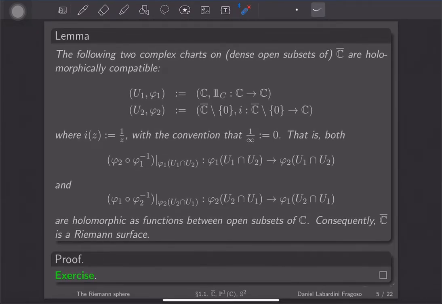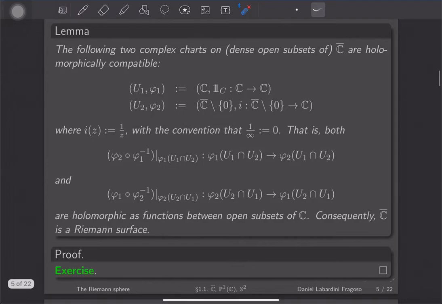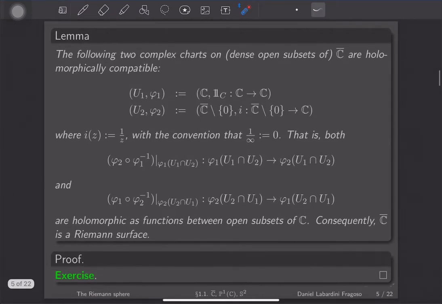One nice thing about this model is that one can very easily see that it is a Riemann surface. One can very easily give an atlas, a collection of holomorphically compatible charts. Has everyone seen the definition of Riemann surface or holomorphically compatible charts? If not, that's okay. You shouldn't panic.